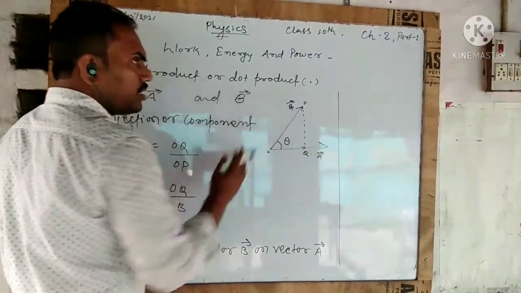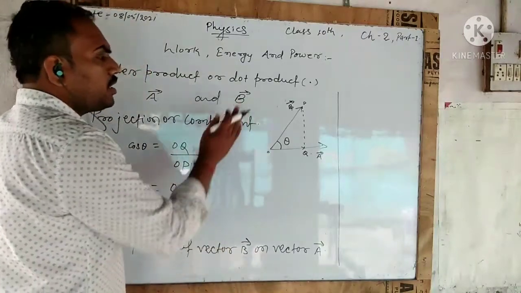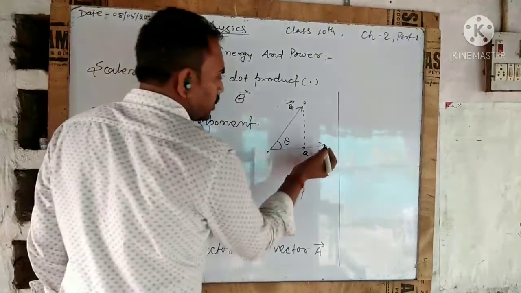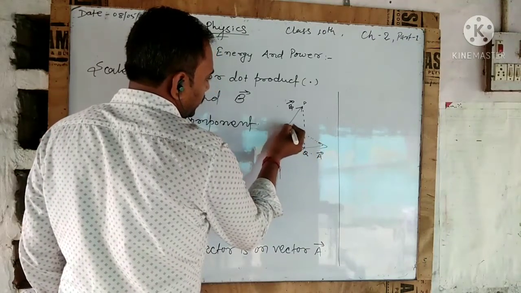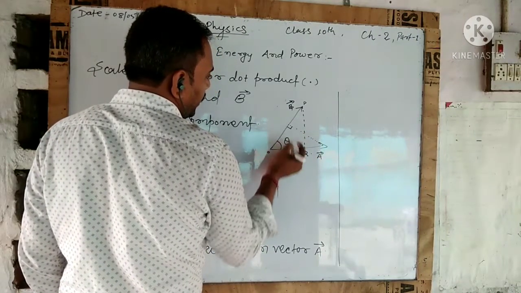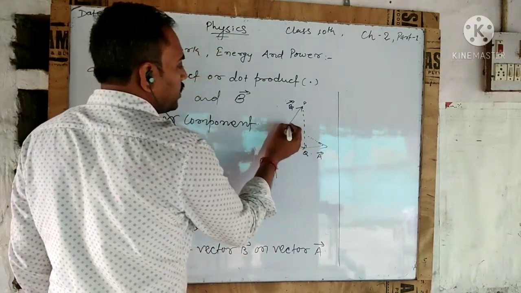Some of you might ask, sir, can we take the projection of A on B? Yes, you may also take the projection of A on B. If you take the projection of A on B, it will be like this. Here will be the 90 degrees.